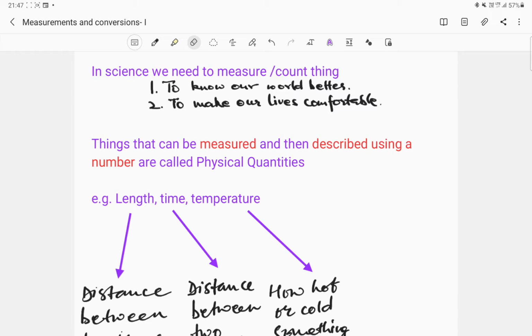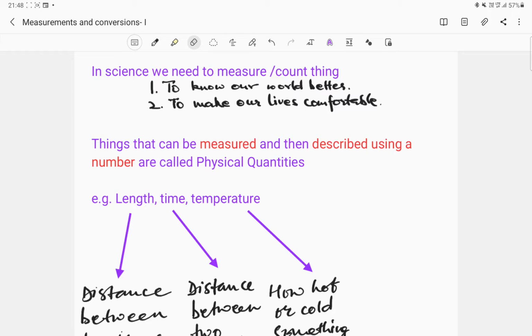Let us take an example. If you know the distance from your house to your school and from your house to, let us say, your grandparents' place, don't you now know the world around you better? Don't you have a better idea of how far your school is and how far your grandparents' place is? And you can actually decide whether you should go there by a bus or you can go there by walking, right?